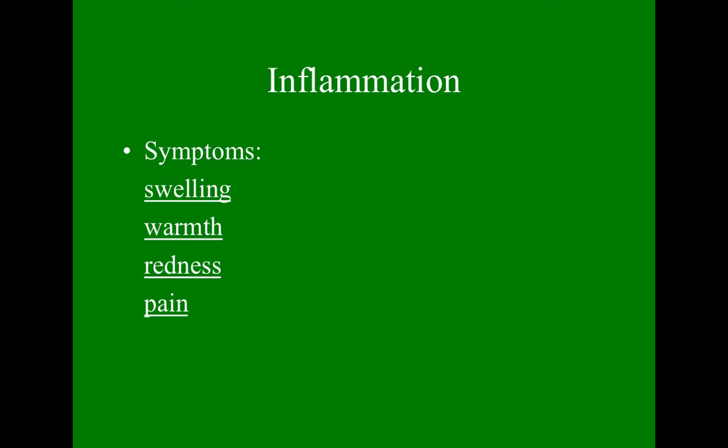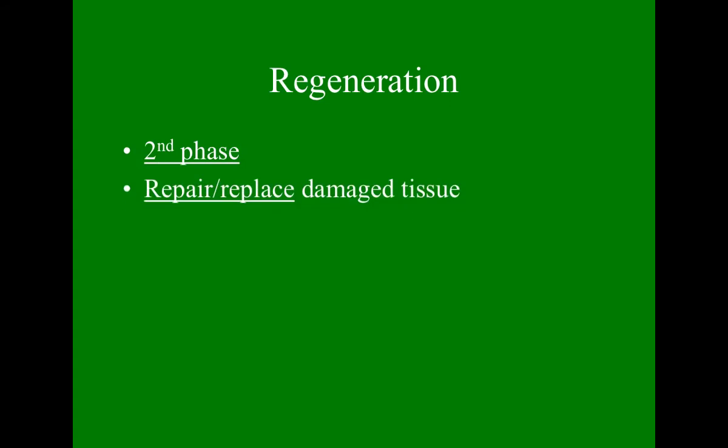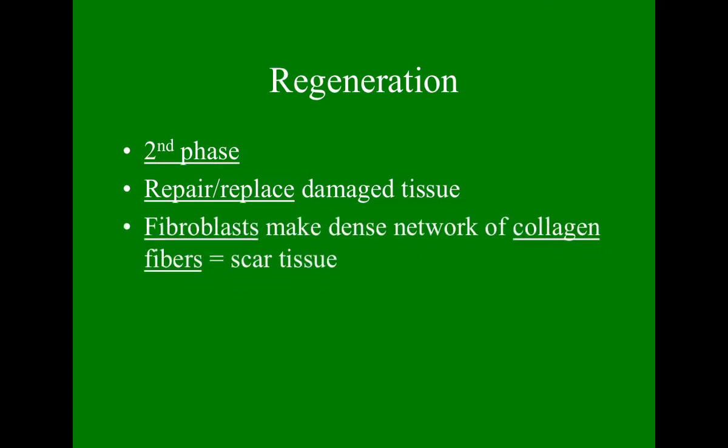Now, regeneration follows very quickly on the heels of inflammation. This is the second phase of repair. And what we're doing is we're either repairing or we are replacing with new tissue the damaged tissue. The first step that happens is that the fibroblasts make a very dense network of collagen fibers. This is what we refer to as scar tissue. It is a temporary fix for the damaged location.